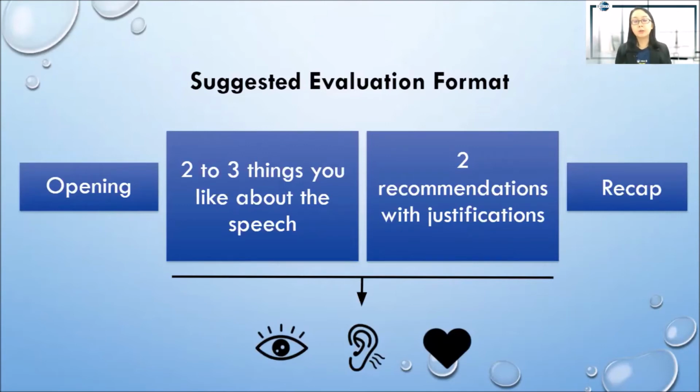If you are talking about vocal variety, how the speaker can improve vocal variety, what you can suggest is perhaps for the speaker to listen to their own speech recording and improve on the intonation depending on what kind of emotional appeal the speaker wants to portray to the audience. So be specific in your recommendations with justifications, and of course, use your senses, your sight, your hearing, and your heart in evaluating, as sincere feedback will always be accepted by your speakers.